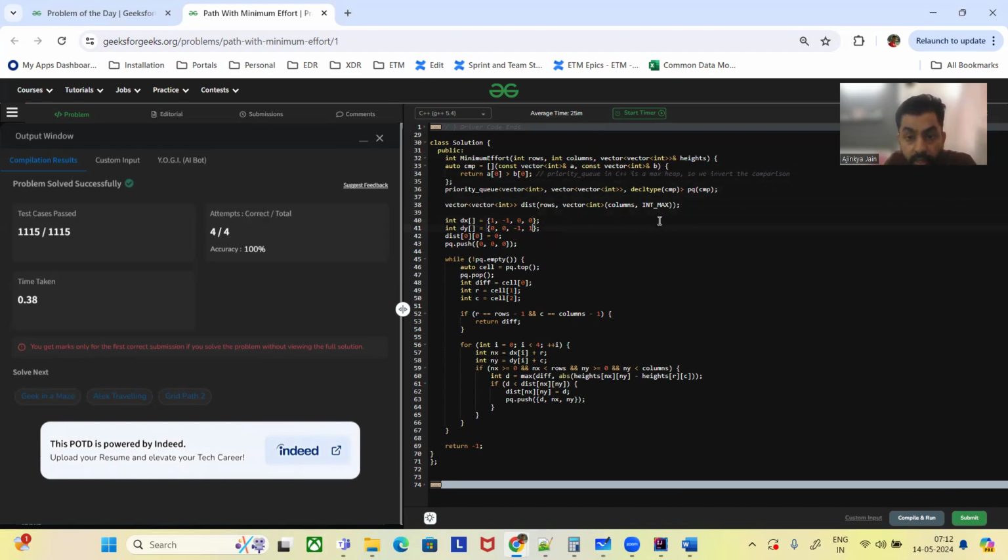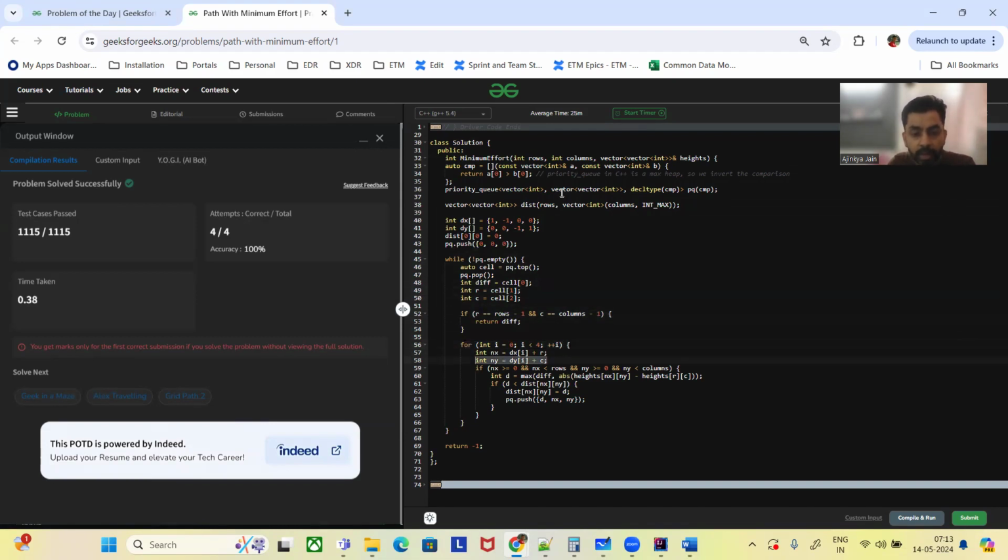So here we have the minimum priority queue, and then we are pushing the first position 0, 0, and moving into the while loop. We popped out the first element, the node, and took the difference, R and C. If it is the destination, the bottom right, we return the height difference. If it is not, we check whether we can move in all the 4 directions.